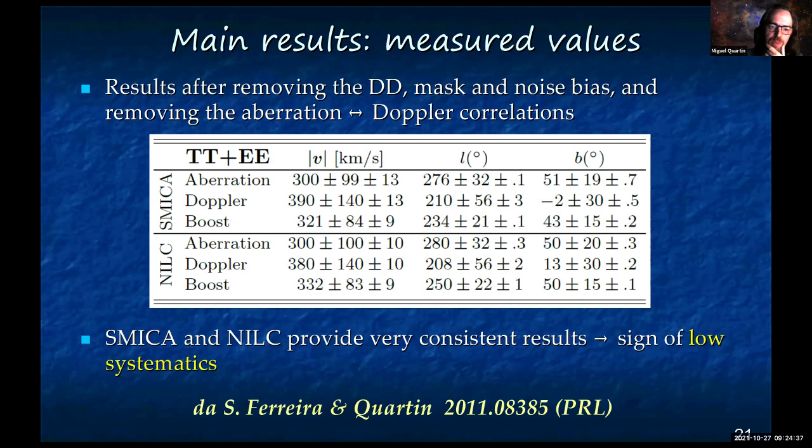And SMICA and NILC, both pipelines give almost the same results, really close. So this is really reassuring to us that our pipeline is working, that we got all these weights correctly and the Doppler, the polarization distortions, well taken into account, because the pipelines agree so well. And the amount of systematics we see from the simulations, at least, is completely negligible. So these are the main results.